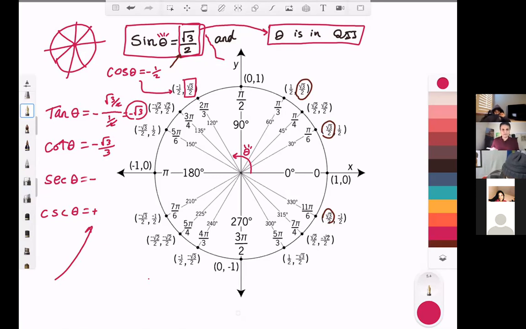Secant of theta is the reciprocal of cosine, which is going to be 2. Cosecant is the reciprocal of sine, 2 over radical 3. You rationalize it, you get 2√3/3. So we got all the 6 trigonometric values.